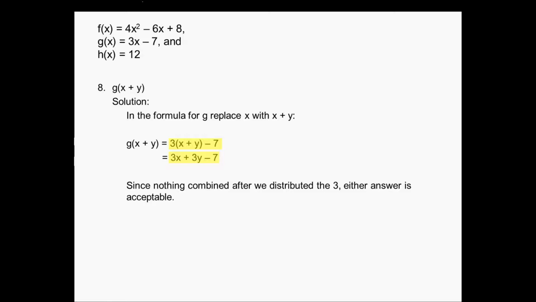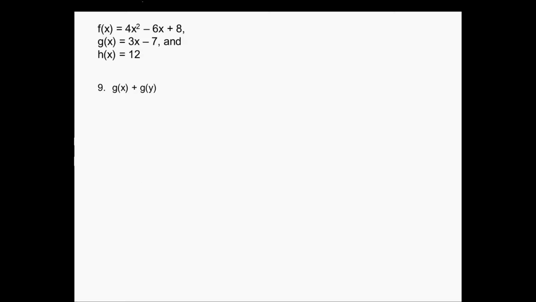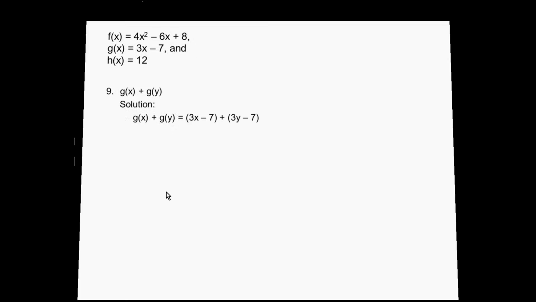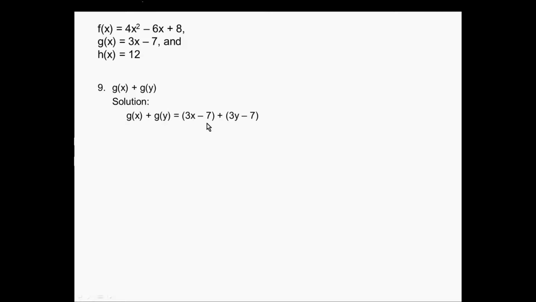But maybe there was something peculiar about g that made it that way. g of x plus g of y. The function appears twice. Okay, g of x is going to be 3x minus 7. g of y, replace the x with y. So there's 3x minus 7. There's my g of x. 3y minus 7, that's g of y. Now, can I leave it alone? No. Negative 7 plus negative 7 is negative 14. You've got to do it. So you got 3x plus 3y minus 14. Okay, this one there was more to do because the function appeared twice.